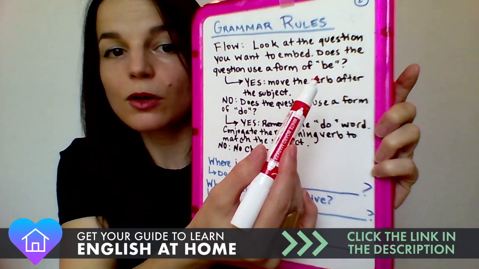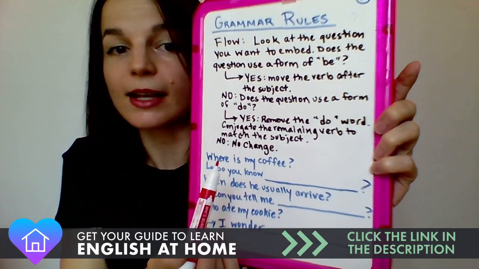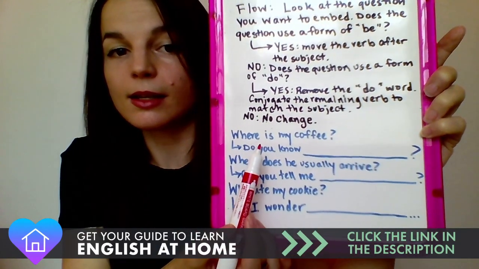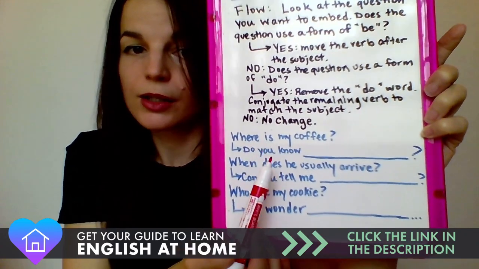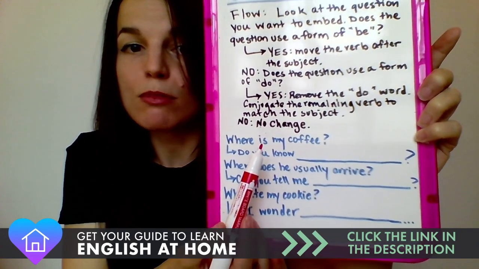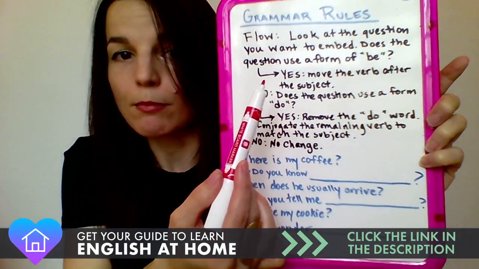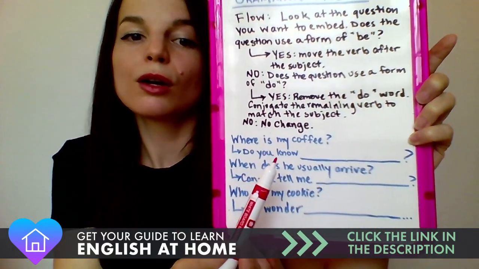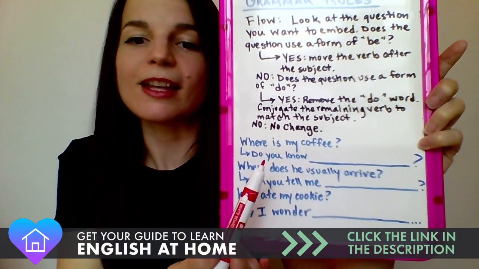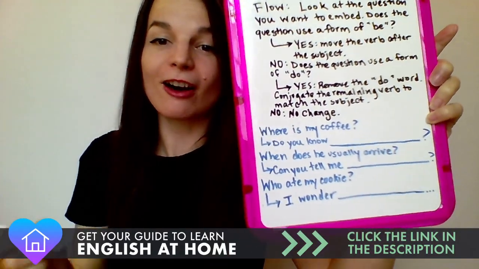So does the question use a form of be? The answer here is yes, right? This is a form of to be right here. So I know I need to move this is after my subject. I said move the verb after the subject. So, do you know? Good job everybody. Do you know where my coffee is?